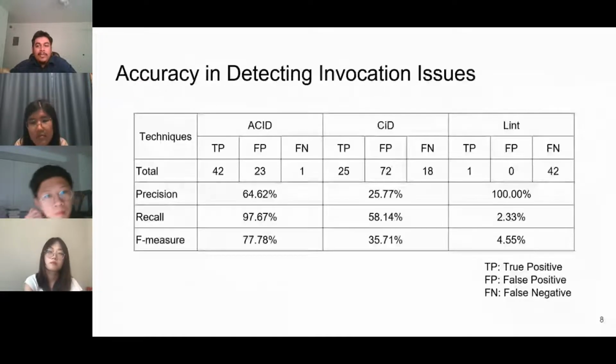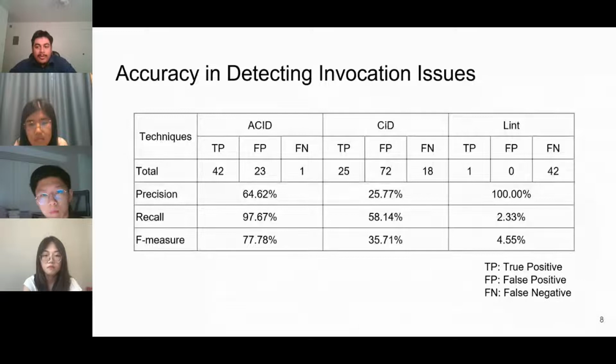We used 20 benchmark apps from previous studies: 7 benchmark apps that were previously used to evaluate CID, which is an API invocation compatibility issue detector, and 13 that were previously used to evaluate CIDR, which is a callback compatibility issue detector. We compared ACID with CID and LINT to verify the accuracy of ACID in detecting invocation compatibility issues.